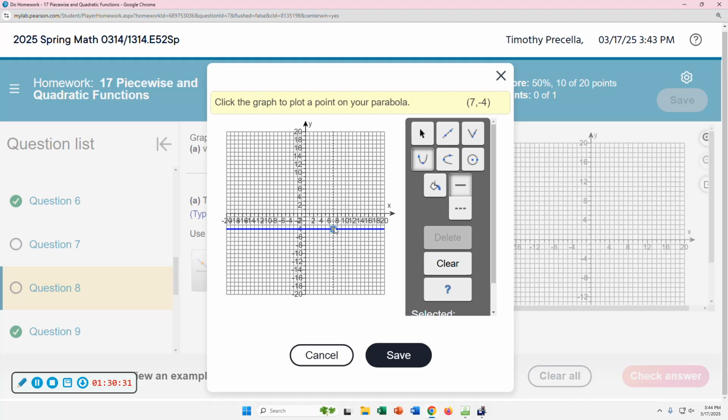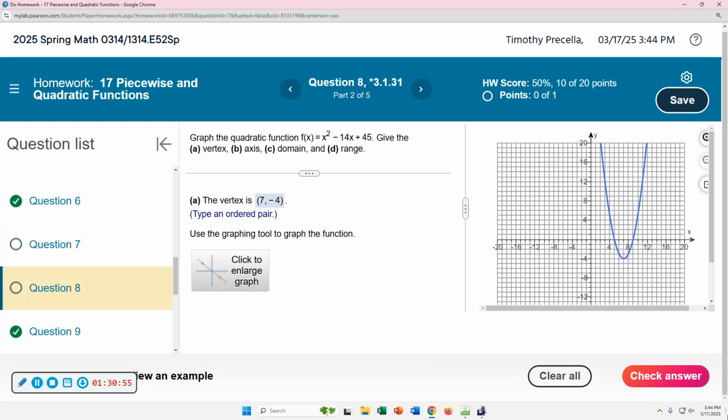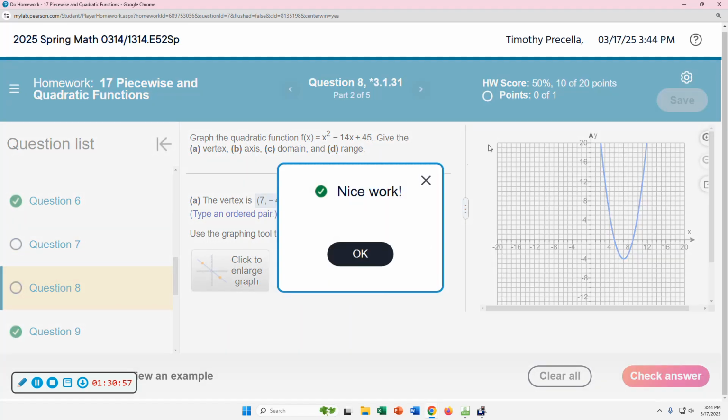Okay, 7, negative 4. And then we have to click the one other point we found. Now this is a nice point. What is it? 5, 0? Is that the second point? Am I at 5, 0? Yes. Save it to transfer it. Check answer.